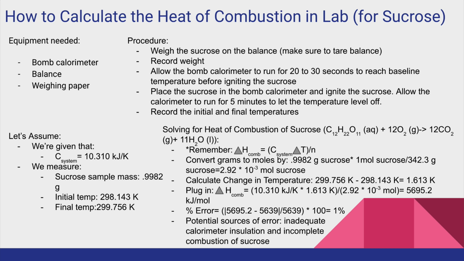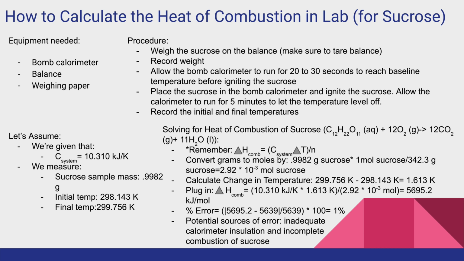First, we're going to weigh the sucrose on the balance, making sure to tare the balance first. And then we're going to record that weight. Afterwards, we're going to allow the bomb calorimeter to run for 20 to 30 seconds in order to reach a baseline temperature before placing the sucrose in the calorimeter and igniting it. Afterwards, we place the sucrose in the bomb calorimeter and ignite the sucrose. Again, we're going to have to allow the calorimeter to run for some time, in this case 5 minutes, in order to let the temperature level off.